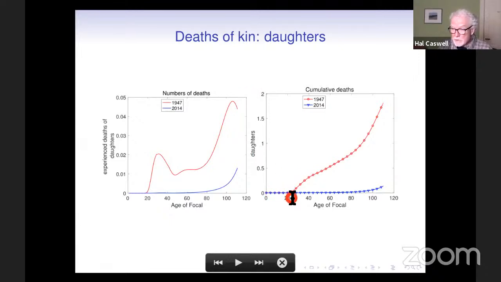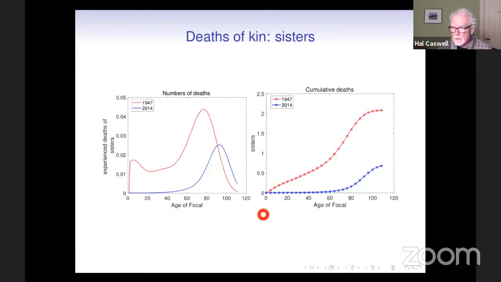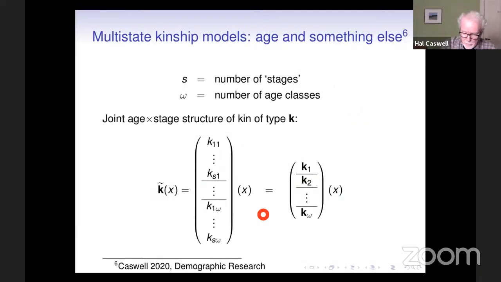So obviously it doesn't start until focal begins to have daughters, but under 1947 conditions, it goes up much more rapidly than under 2014 conditions. The experience of the death of a child was far more common under 1947 conditions, just implied by the mortality and fertility schedules, than was the case under 2014 conditions. This is sisters, it's the same story. Whew, okay.